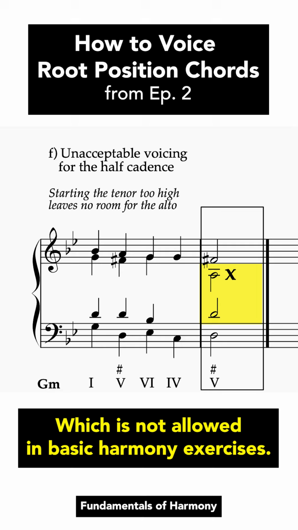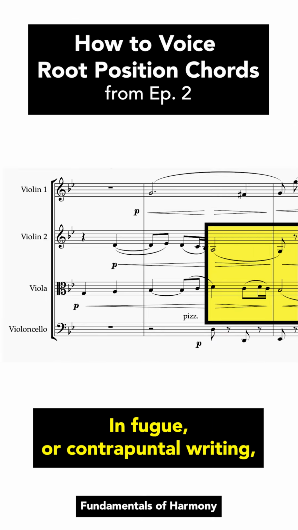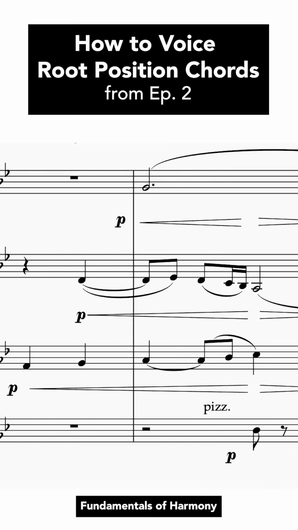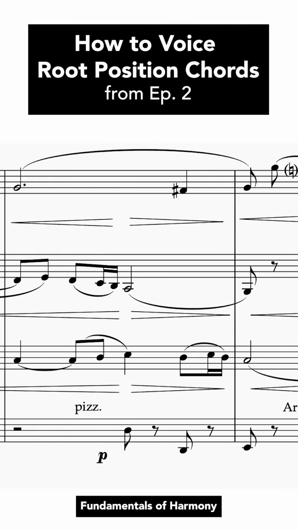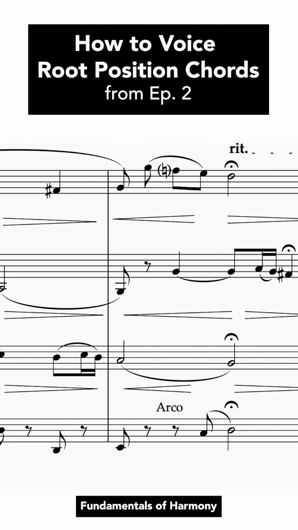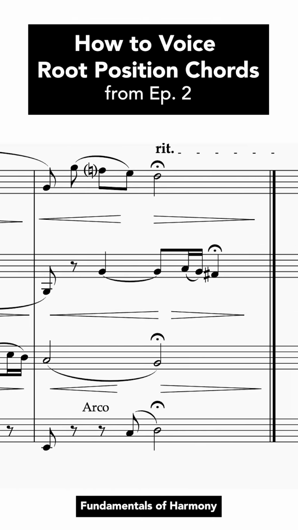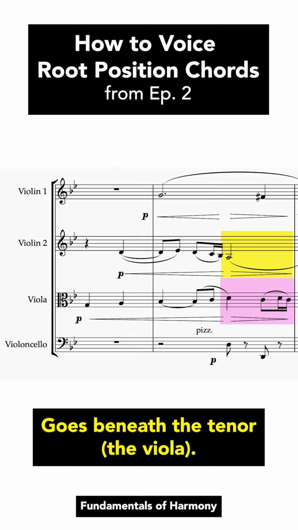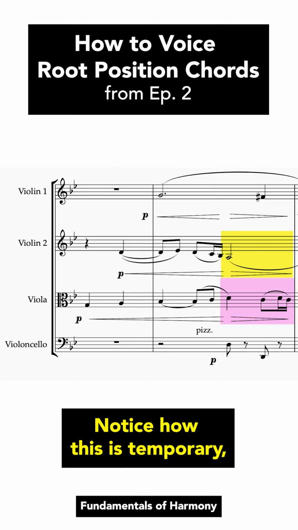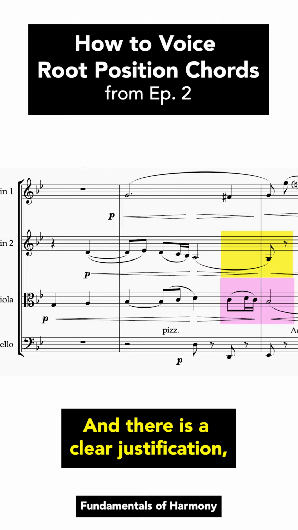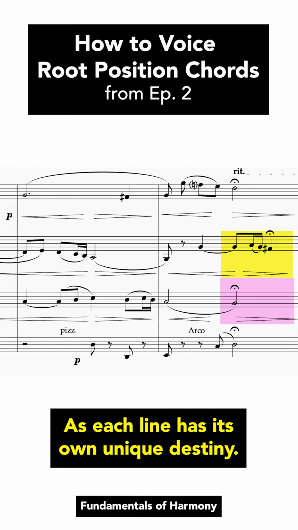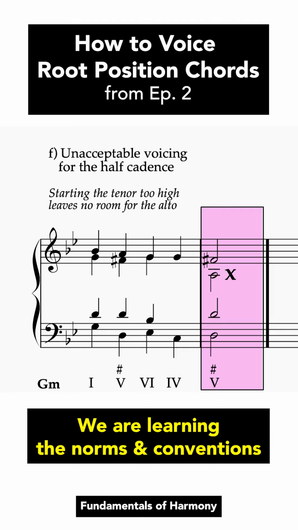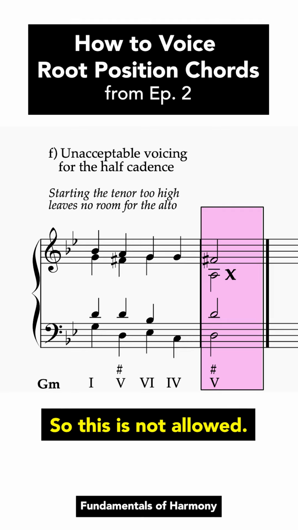in basic harmony exercises. In fugue or contrapuntal writing, voice crossing can occur. In this example, the alto, or second violin, goes beneath the tenor, the viola. Notice how this is temporary, and there is a clear justification, as each line has its own unique destiny. For root position chords, however, we're learning the norms and conventions of fundamental harmony, so this is not allowed.